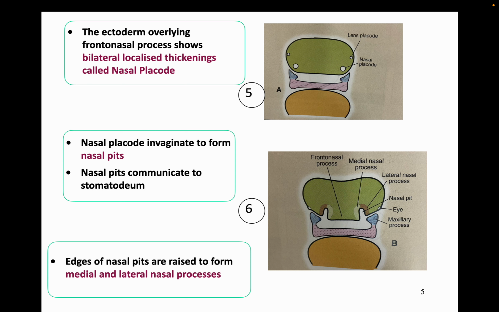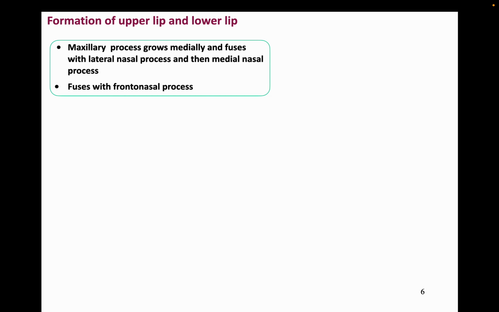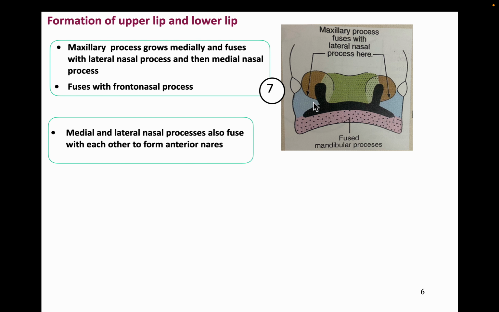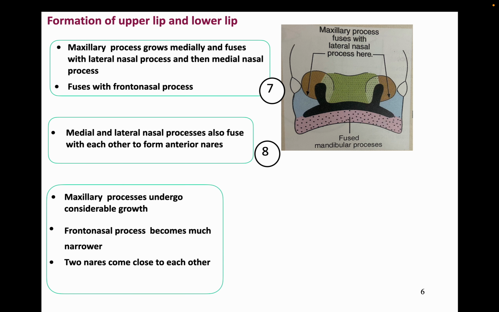So with this picture now we can understand the formation of the upper lip and lower lip. The maxillary process grows medially and fuses with the lateral nasal process, and then the medial nasal process, and it fuses with the frontonasal process. So these are the things which are happening in the formation of the upper lip. Medial and lateral nasal processes also fuse with each other to form the anterior nares. So that is the next step.